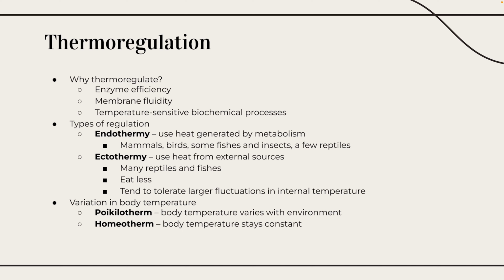It's important to note that poikilotherm and homeotherm do not correspond to endothermy or ectothermy automatically. So there are a lot of endotherms that are actually poikilotherms. For example, bats hibernate in the winter, and although they are endotherms, their body temperature is going to vary with the environment. And a lot of fish are both ectotherms and homeotherms because the ocean's temperature stays pretty constant, and thus their body temperature will stay constant if they are ectotherms, right? Because they're using heat from the ocean.